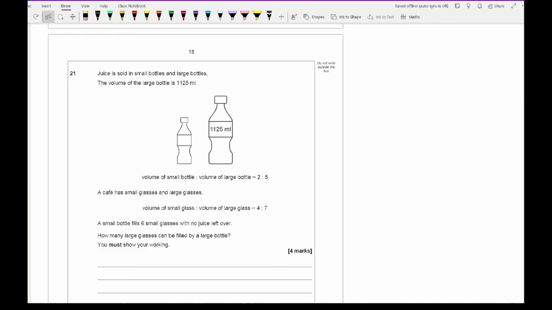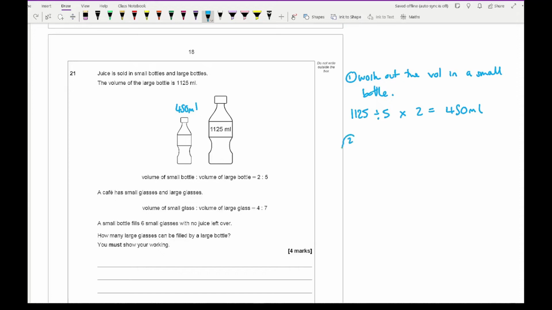Now this one is quite a big question. It's worth 4 marks. So let's have a look at the steps we need to do. Well, the first thing I need to do is work out the volume in a small bottle. So how do I do that? Well, I'm going to do 1,125, and that's 5 parts. So if I divide that by 5, that'll tell me what 1 part is, and I then multiply that by 2 because a small bottle is 2 parts. That gives me an answer of 450 ml. So here, that's going to be 450 ml.